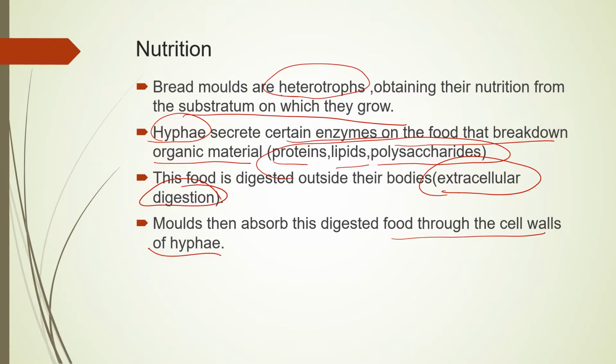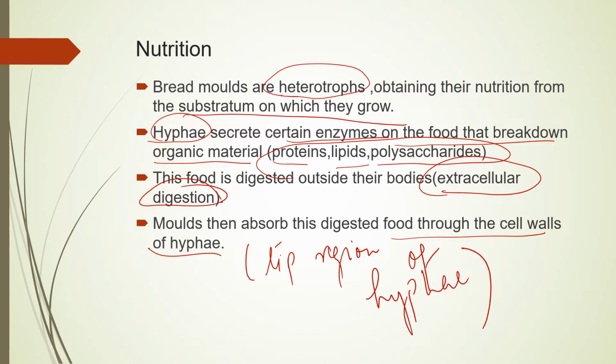Is it clear? So heterotrophic nutrition is there, and molds are absorbing this digested food through the cell walls of the hyphae. Especially from which part of the hyphae is it being absorbed? It is the tip region. So the tip region of the hyphae will help to absorb the nutrition. Digestion is happening outside the body, and the tip part of the hyphae is helping to absorb the food through the cell wall.